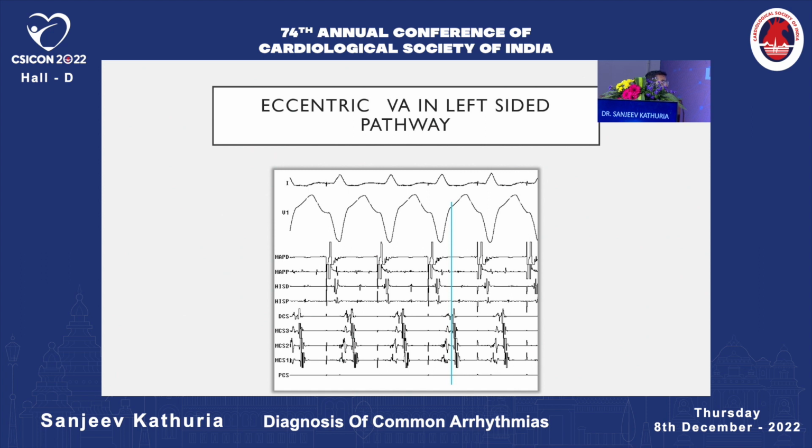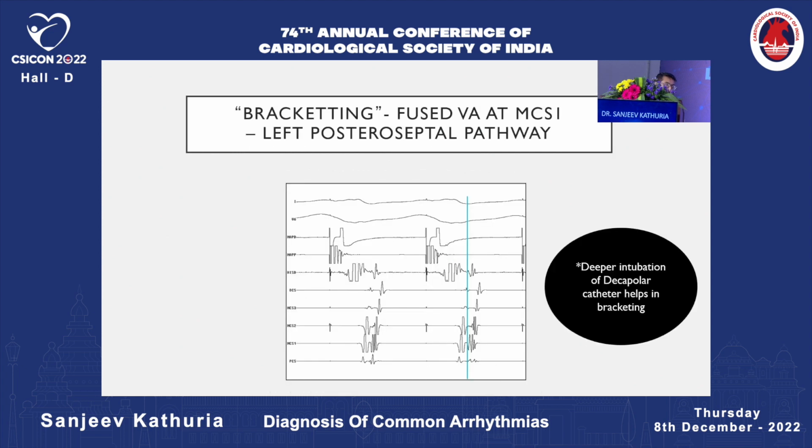So this is the eccentric V again in a left side pathway. Can you appreciate that this distal CS A is much earlier? Just appreciate the blue line, and the A on the blue line is earliest in C1,2. Bracketing. Now this is a phenomenon where we have a left side pathway.